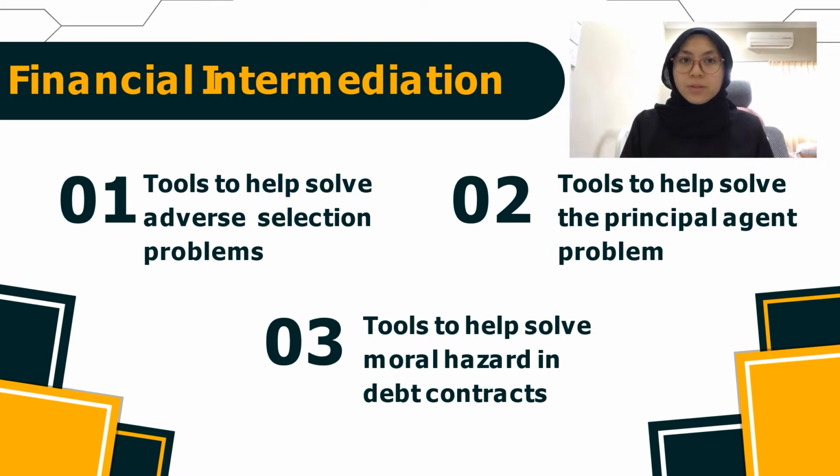The third tool for solving the problem of moral hazard is that the intermediary makes a private loan, so they receive the full benefits of monitoring and enforcement, which works to shrink the moral hazard problem in those contracts.